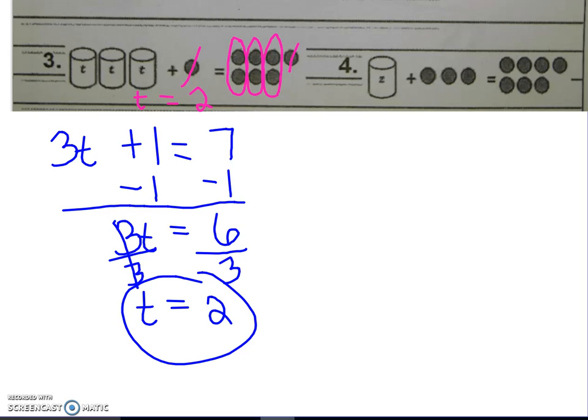Okay, number 4, I can cancel out 3. So 1, 2, 3. I'm left with 4, so z equals -4 because these represent negative.